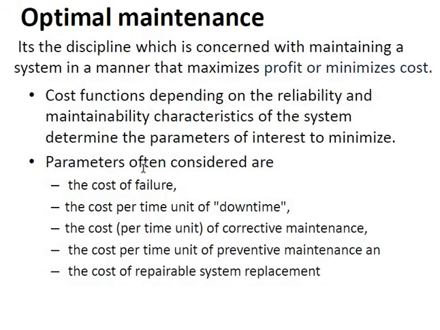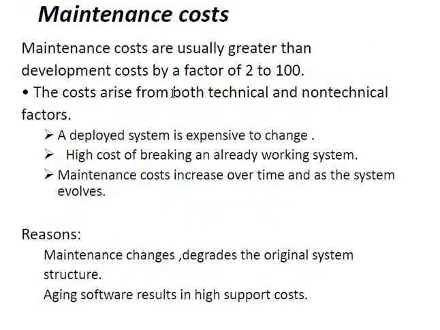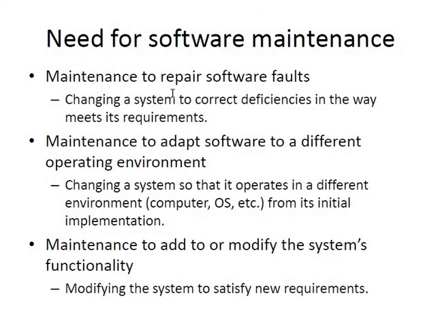Then the optimal maintenance is nothing but the parameters often considered are the cost of failure. So it is the discipline which is concerned with maintaining a system in a manner that maximizes the profit or minimizes the cost. This includes the cost of failure, the cost per time unit of downtime, the cost per time unit of preventive maintenance, and the cost of the repairable system replacement. This is actually not in our syllabus, but it is an important thing, the need for software maintenance.